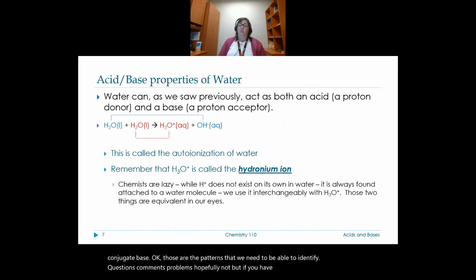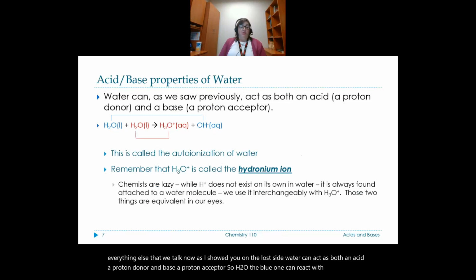Now, water's weird. Water is one of my favorite things because it's so different than most of everything else that we talk about. Now, as I showed you on the last slide, water can act as both an acid, a proton donor, and a base, a proton acceptor. So H2O, the blue one, can react with H2O, the red one.